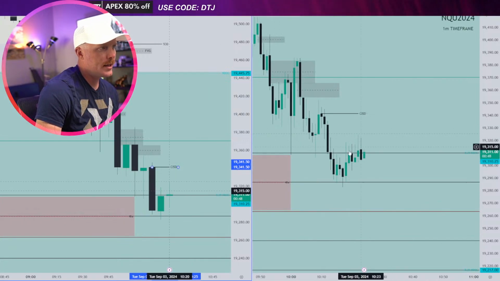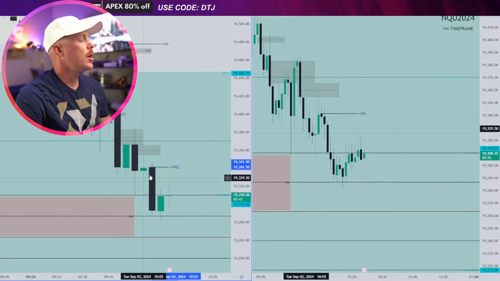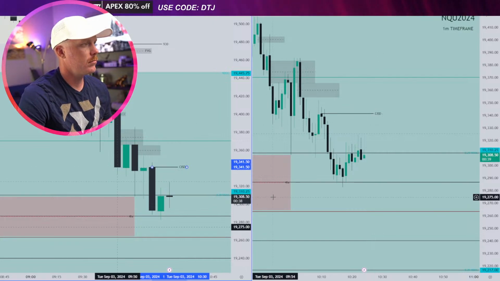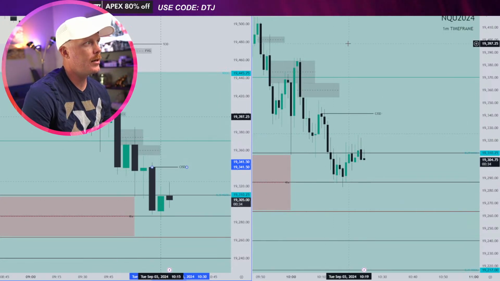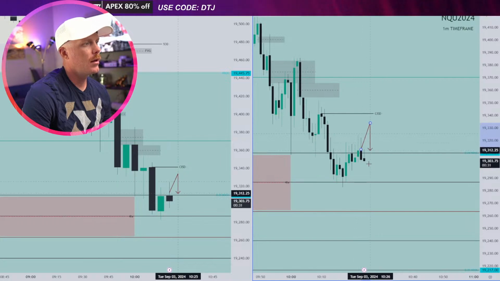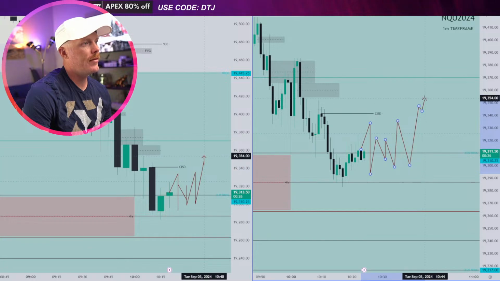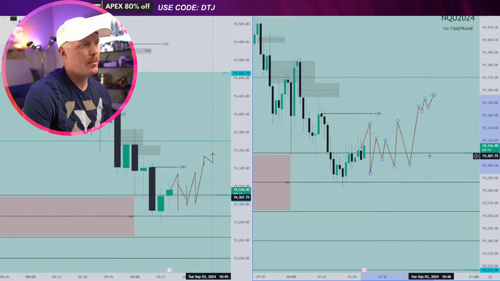I'm not going to try to take any types of longs in here until, very, very important, we have a 5-minute close above this level. Because anything could happen in here. And until we have that close above, this all could be just manipulation, trying to get orders and new positions, getting people just to mess around. This is where I lose most of my money when I do it.